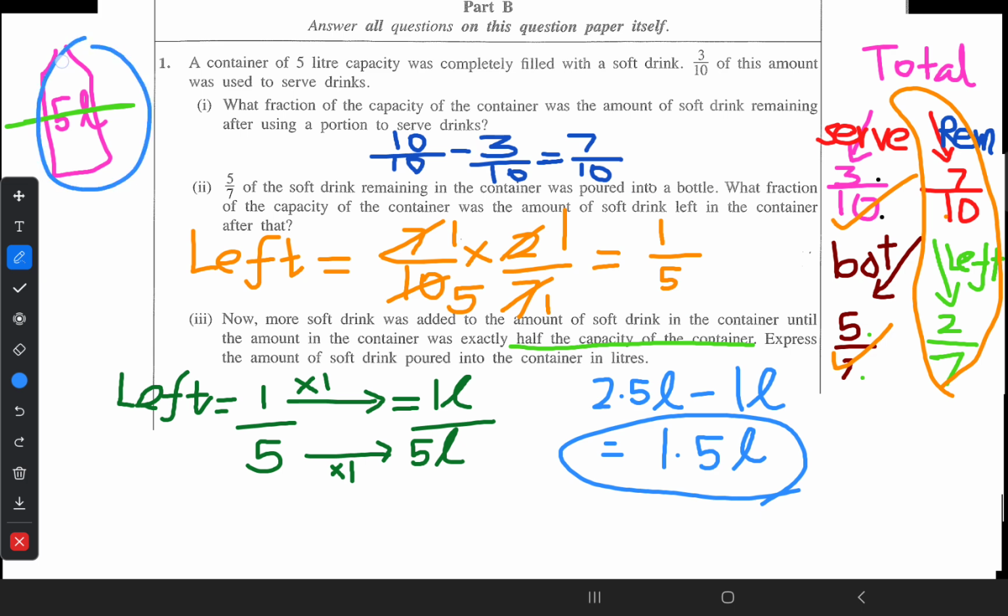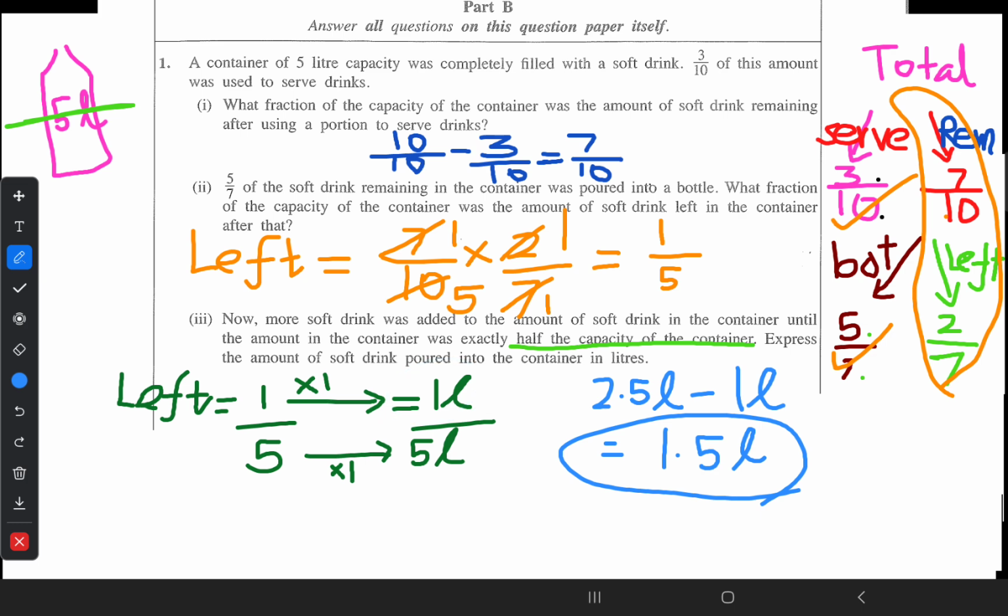We know the total container. Total means the denominator is always indicating the total. So this 5 is indicating 5 liters. So one portion only we have now. So this one will indicate 1 liter. Only 1 liter left in our container.